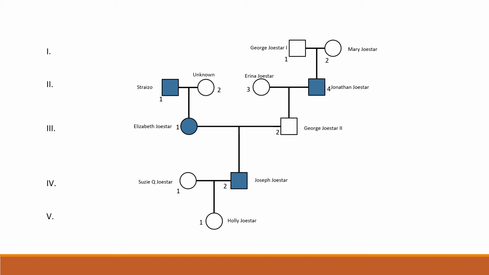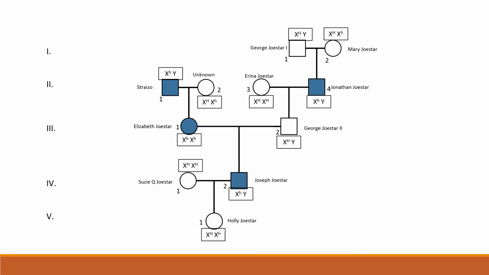The second mode of inheritance I want to look at is going to be X-linked recessive, and as you can see here, it can work. We just need a few specific genotypes, including Straizo's wife being heterozygous and Mary Joestar also being heterozygous in order to produce the offspring that use Hamon.